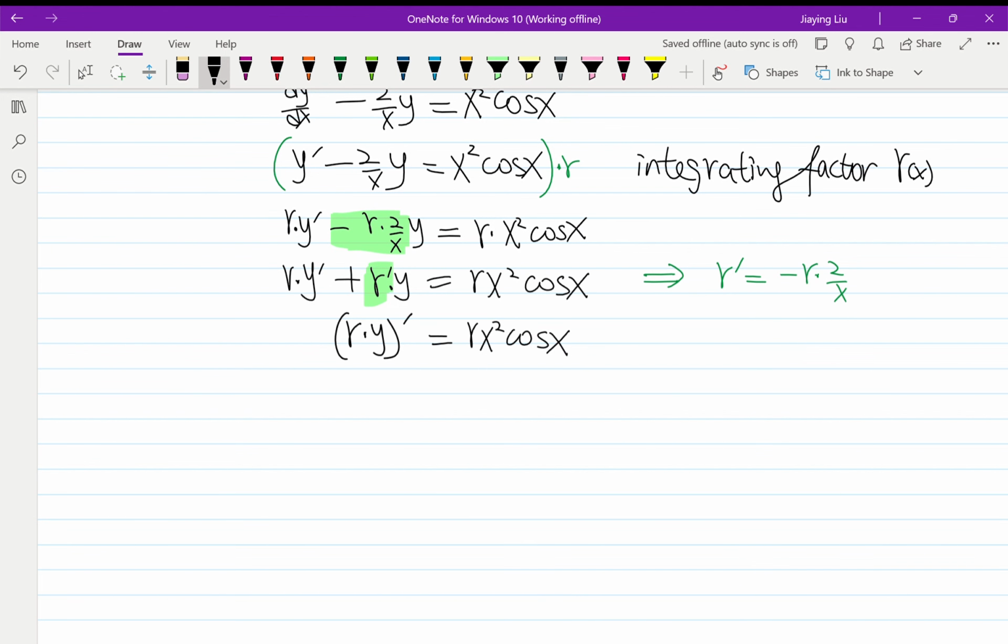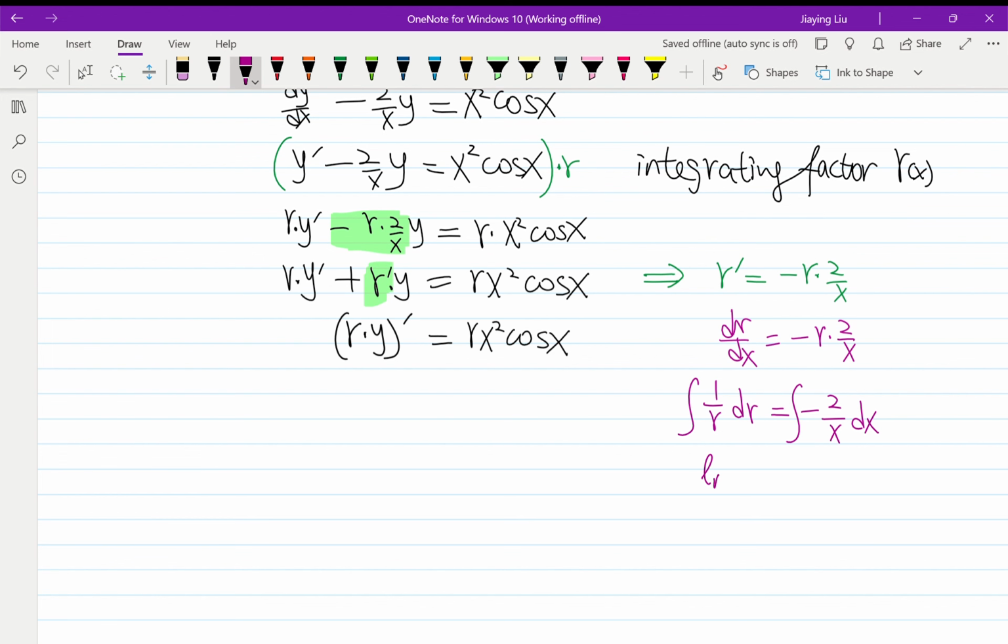So here we have dr dx on the left is equal to negative r times 2 over x. I'm going to use separation of variables. Move the r to the left, so we get 1 over r dr. Move dx to the other side, I get negative 2 over x dx. Don't worry about the left side, we're just going to leave it the way it is for now. Integrate both sides.